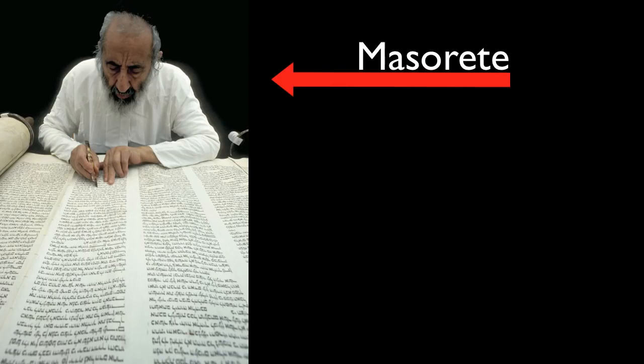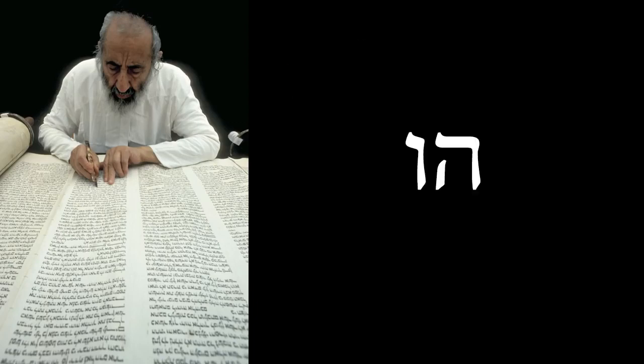See this guy right here? This is exactly what the Masoretes did. They took the vowelless Hebrew text and added different sounds to the words. Let me give you an example.